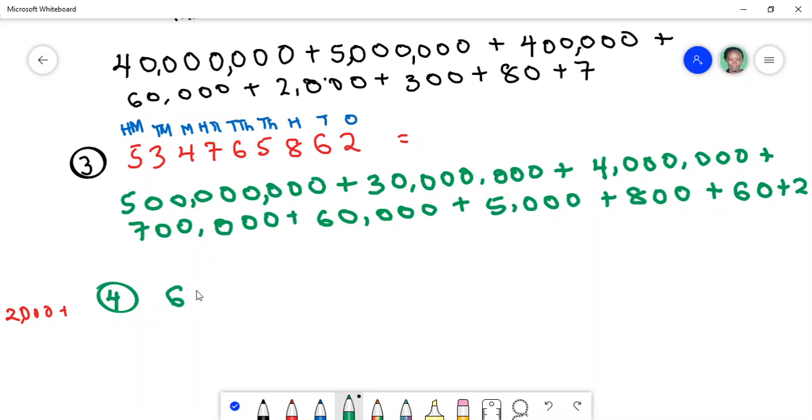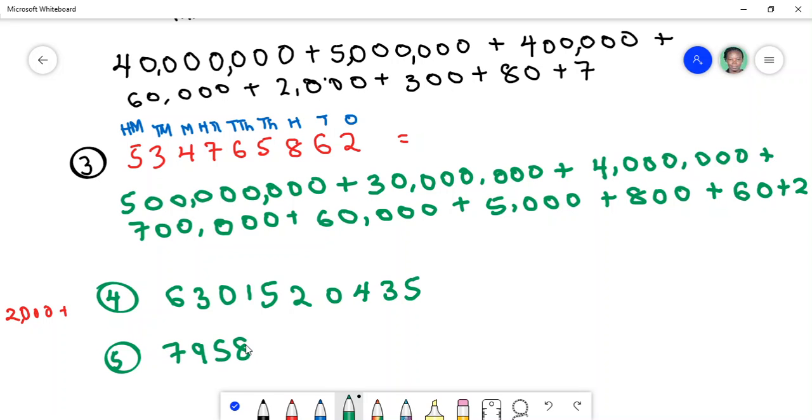So I have 63015204335. Then let me add 1. So this one is giving us 795886624. So you pause your video and expand this, after which you write your results in the comment section.